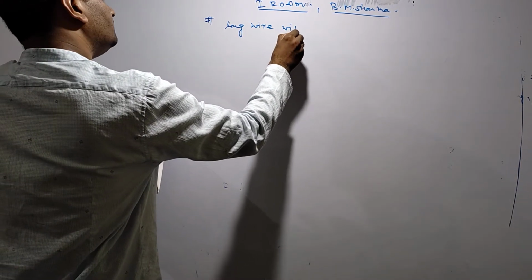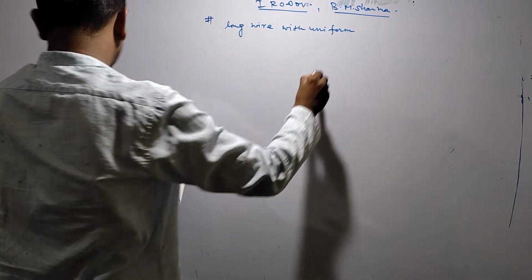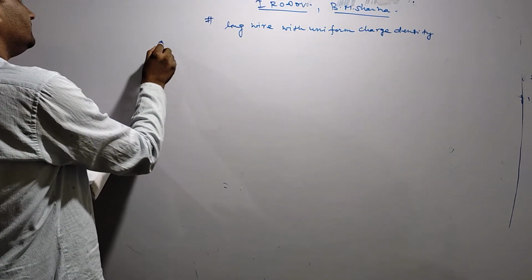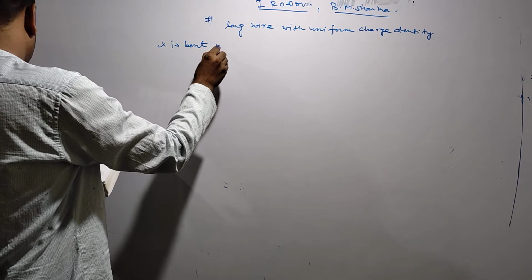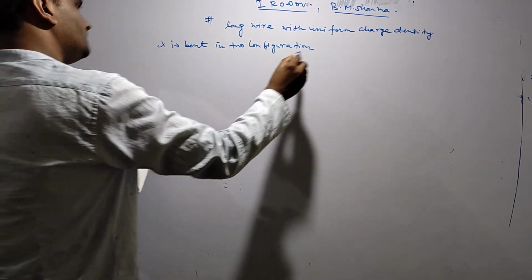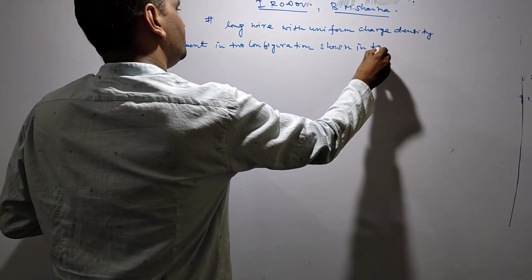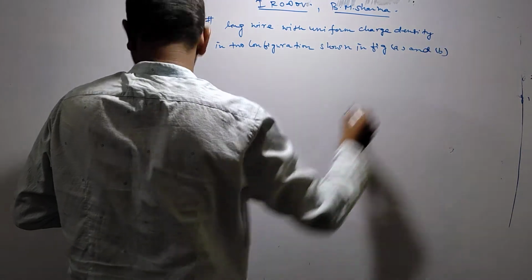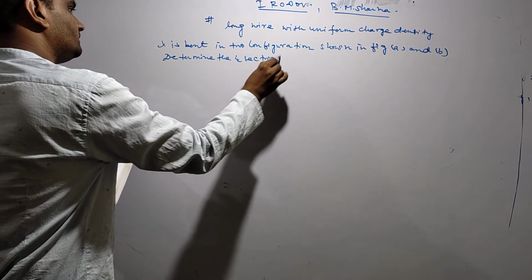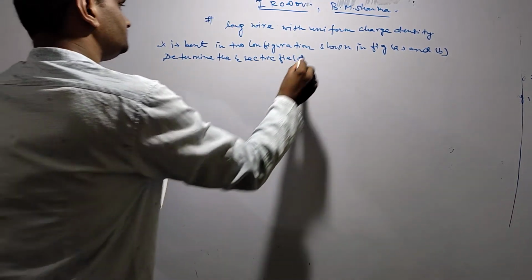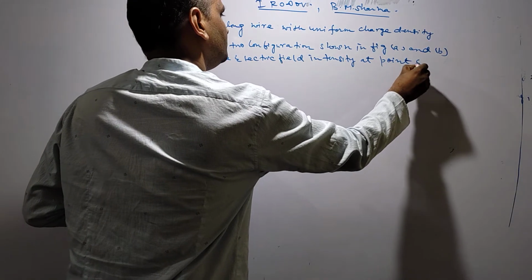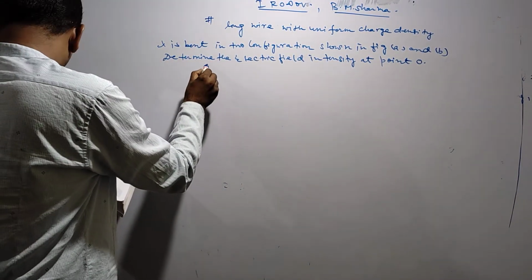Okay, so a long wire with uniform charge density lambda is bent in two configurations shown in figure A and B. Determine the electric field intensity at point O. Okay, so this is your figure 1.